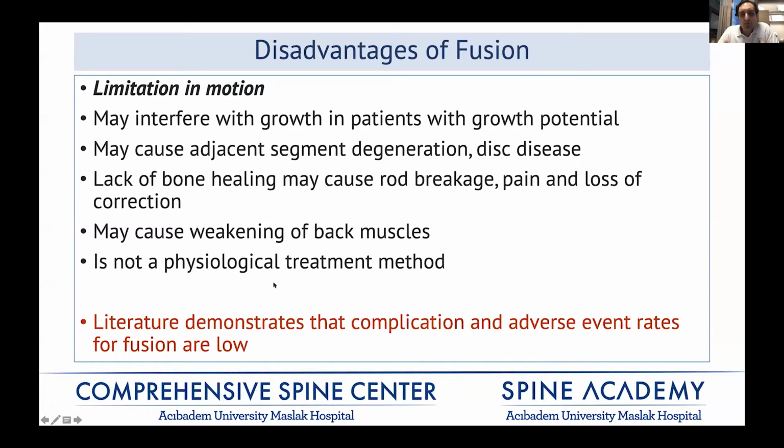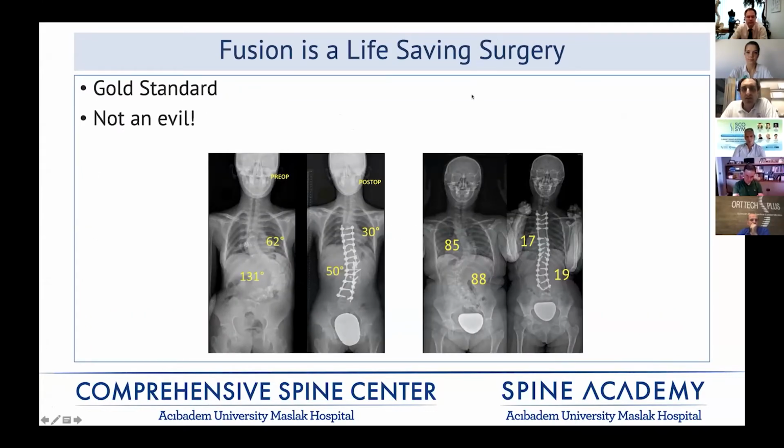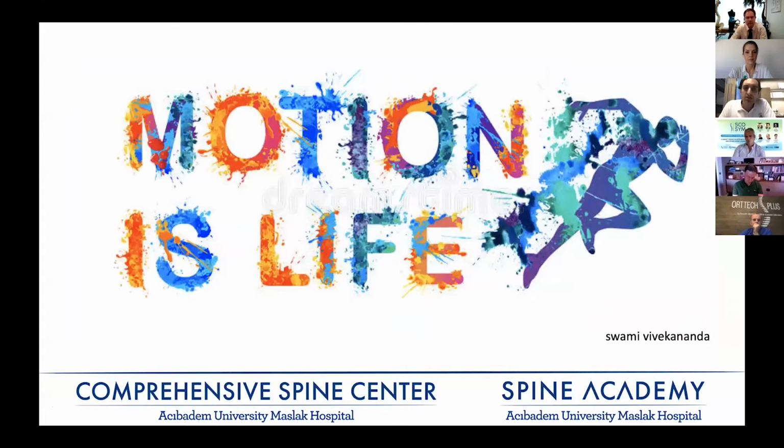So our spine is designed to move, but when we do fusion, we stop the movement. Although we know that we don't have very high complication rates, actually, and in some cases, where the curve is very big, it can really be a life-saving surgery. It is not an evil, but today we want to focus on motion more. So we want to think about how we can do fusionless treatment of scoliosis.